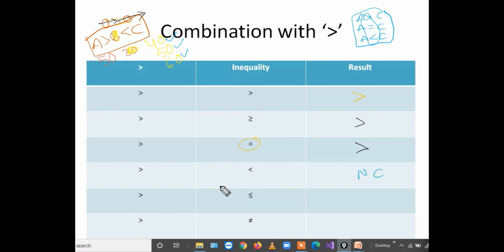Now tell me, greater than with less than or equal to. Sir, what about equal to? Equal to has no effect. Simply there is a less than and a greater than. Is there an opposite polarity or not? Yes, there is an opposite polarity. So it is also no combination.